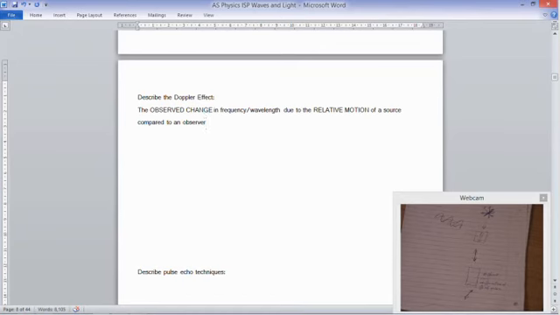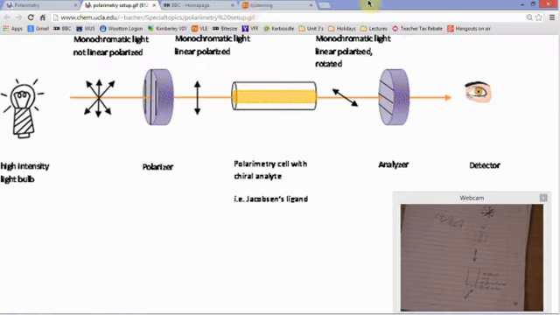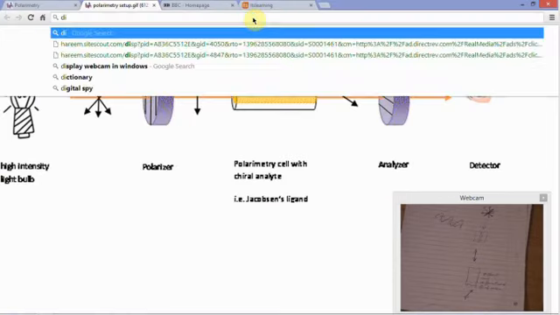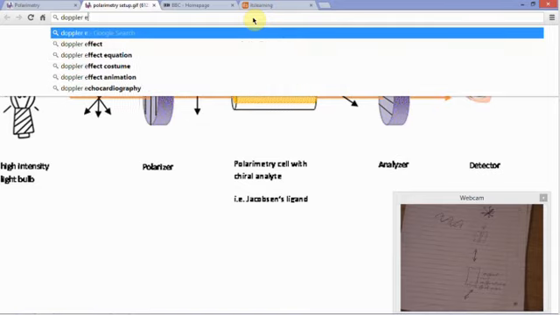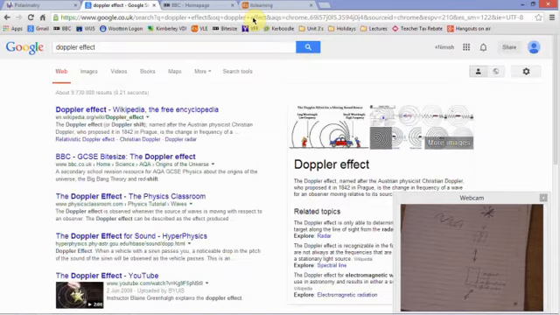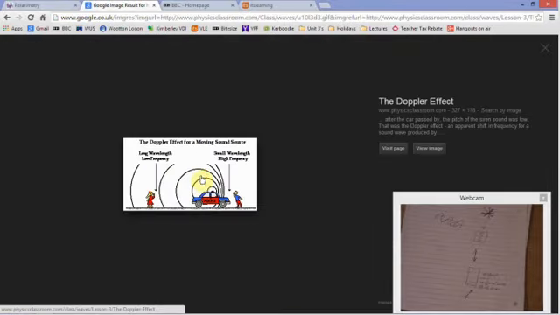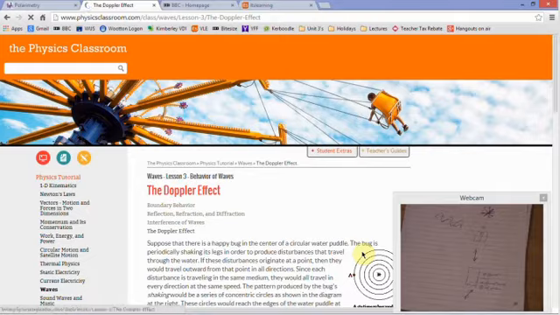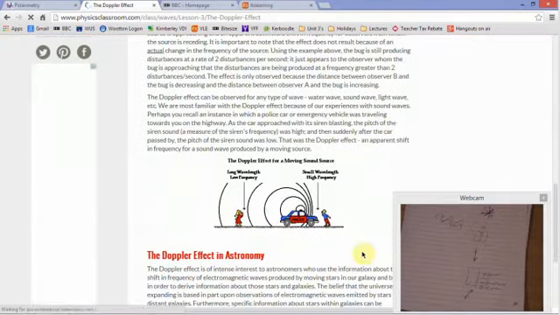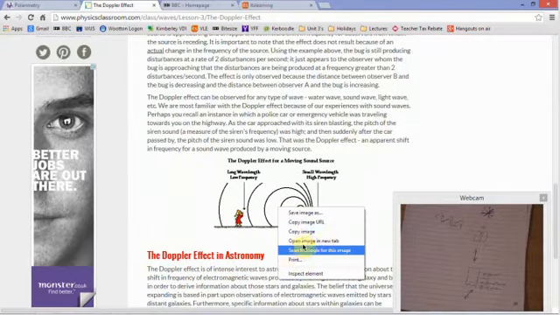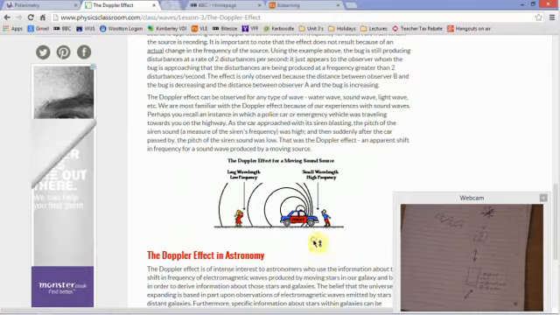So the idea is an observed change in frequency or wavelength. It's not an actual change. Okay, it's an observed change. It's due to the relative motion. That's what it's due to. Okay, so if I show you an image of this, I know it's a very good one on Google. This is the one that I like to use in class.